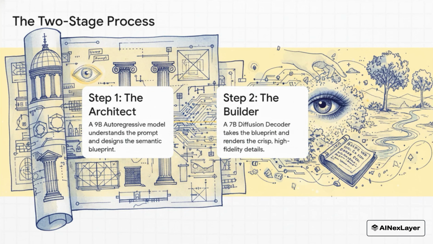It's a 2-stage process. First up is the architect. This is a massive 9 billion parameter model that reads your prompt. It doesn't actually draw anything just yet. It just creates the master plan, the semantic blueprint. It decides what goes where, then, and only then, does the builder, a 7 billion parameter model, step in. It takes that blueprint and brings it to life, filling in every last pixel with stunning, realistic detail.